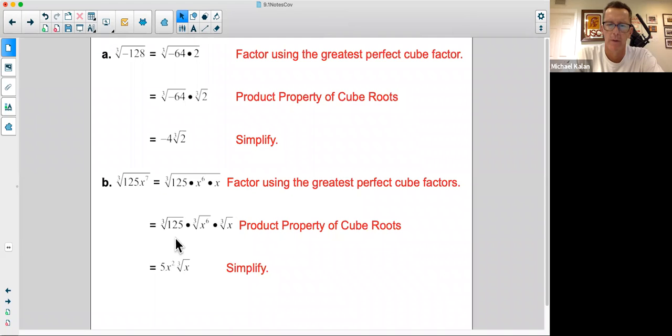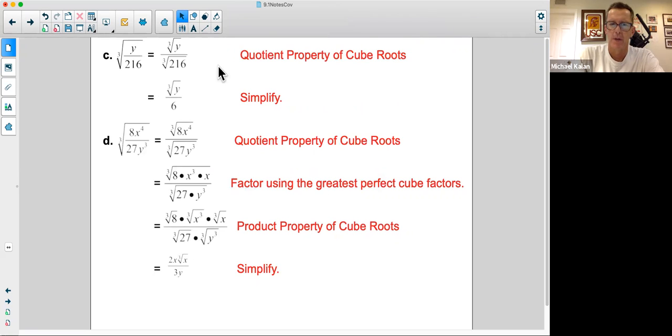Quotient property of square roots. Cube root of 125 is 5. Cube root of x to the 6 is x squared. Remember, x squared times x squared times x squared, we add the exponents, right? So that one is x squared. And can we take the cube root of x to the first? No. So we can just leave it like that.